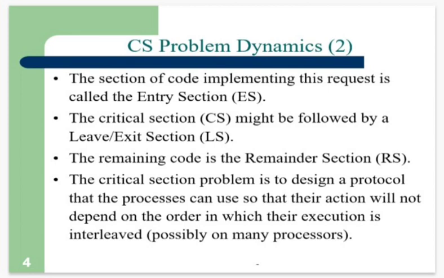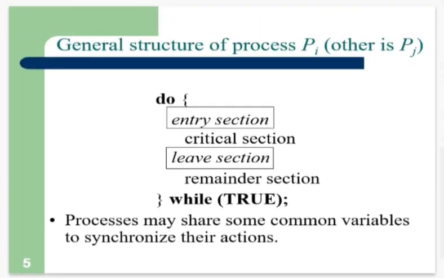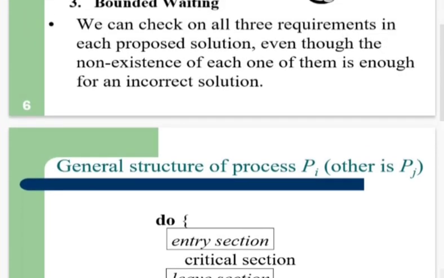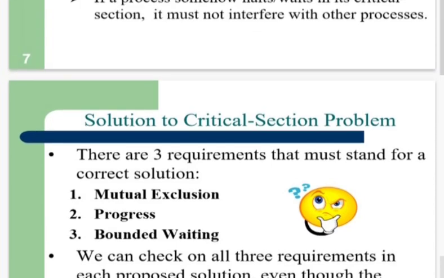Reminder section. All other parts of the code which are not in the critical, entry and exit sections are known as the reminder section. Here is the general structure of process Pi. Here processes may share common variables to synchronize their actions. The critical section problem must satisfy three requirements. First one, mutual exclusion, the second one, progress, and the third one is bounded waiting.